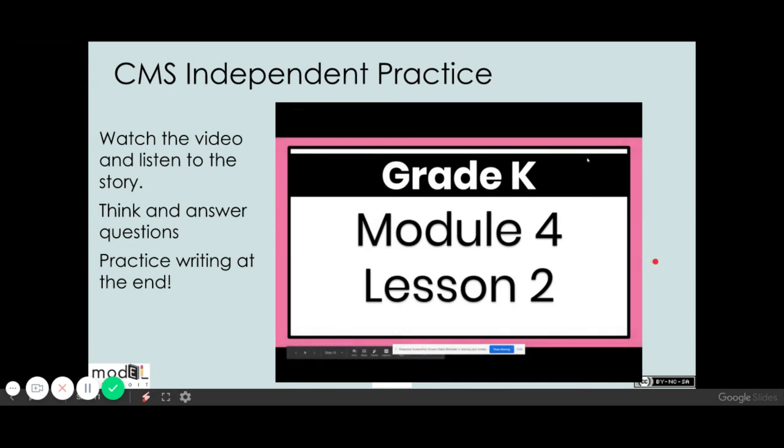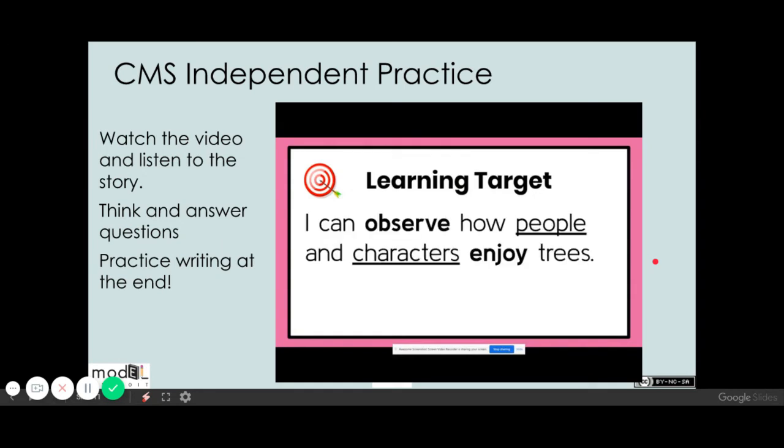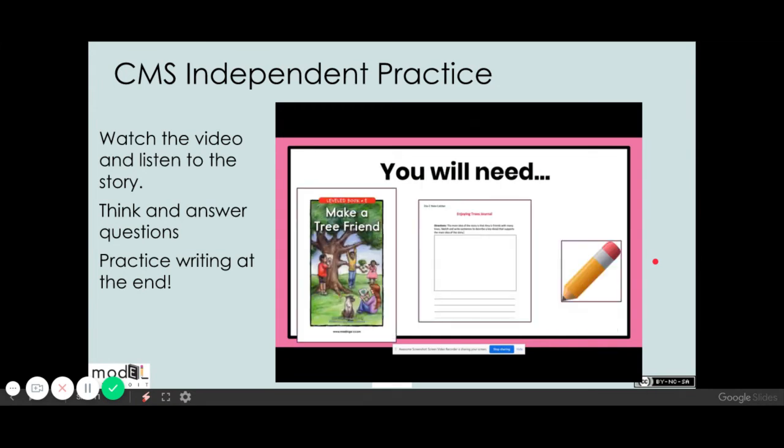Hello, kindergartners. Today's learning target is, I can observe how people and characters enjoy trees. Read it with me. I can observe how people and characters enjoy trees. Today, you will observe how people and characters enjoy trees. You will need your Make a Tree Friend book, Day 2 note catcher, Enjoying Trees journal, and a pencil.